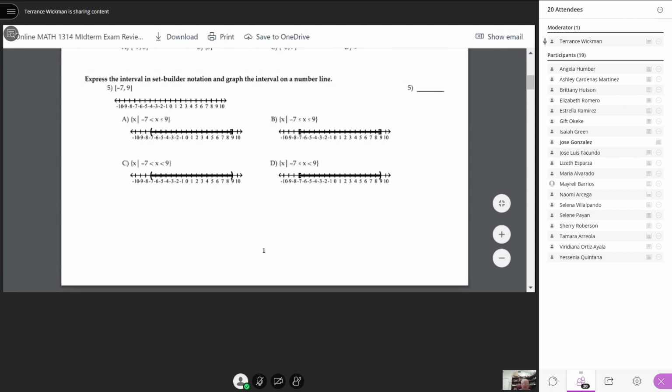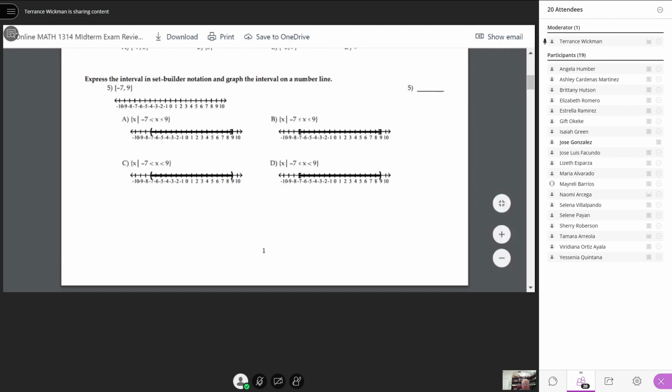Well, excuse me, if you have a bracket up here, the graph has to have brackets. So A and C are not even considerable. We're going to look at B. B said all the numbers starting at negative 7 and going to 9. It shows it exactly. But look at D. They trick you. 9 says it's not right.